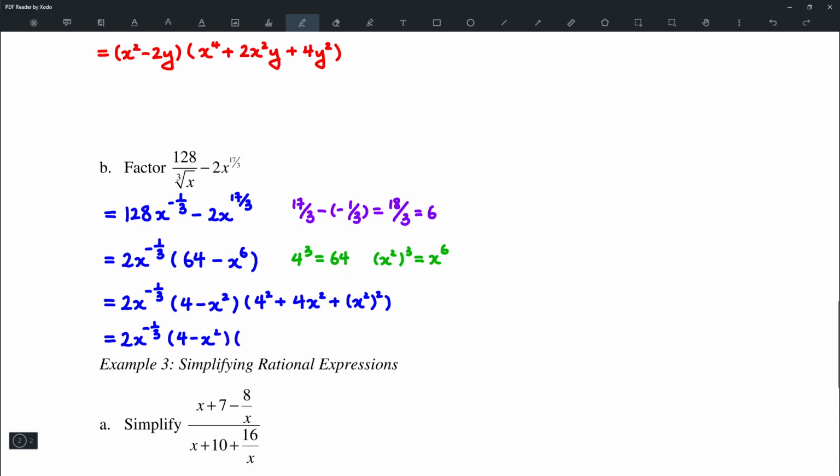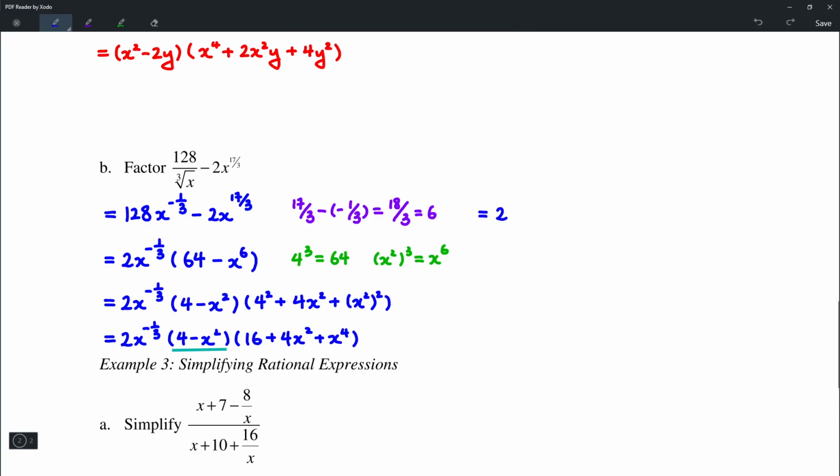So this would be 4 squared is 16. The middle term is 4x squared, and then we have x to the 4th power. Okay, so what is important to note here is that 4 minus x squared is a difference of squares, so that could be factored.